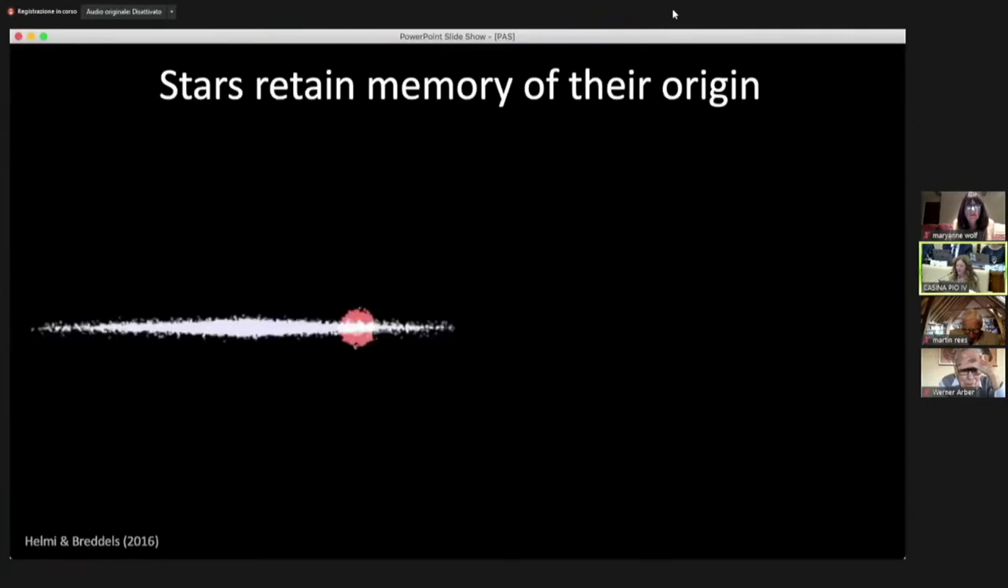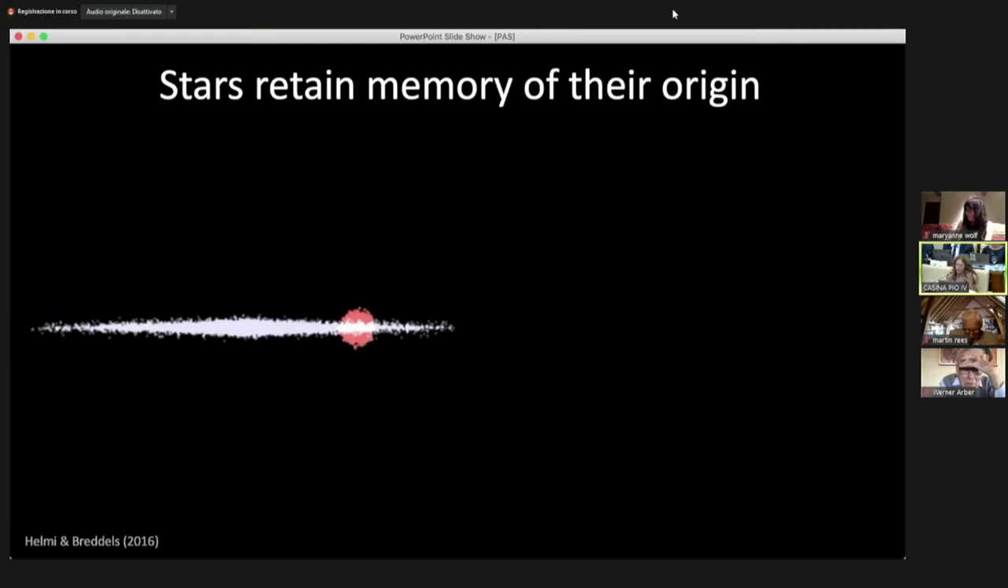The nice thing about the Milky Way is that we have access to an amazing amount of very high quality data. We can see our galaxy in a lot of detail and measure the properties of individual stars. And what's nice is that stars remember where they come from. They have memory of their origin.